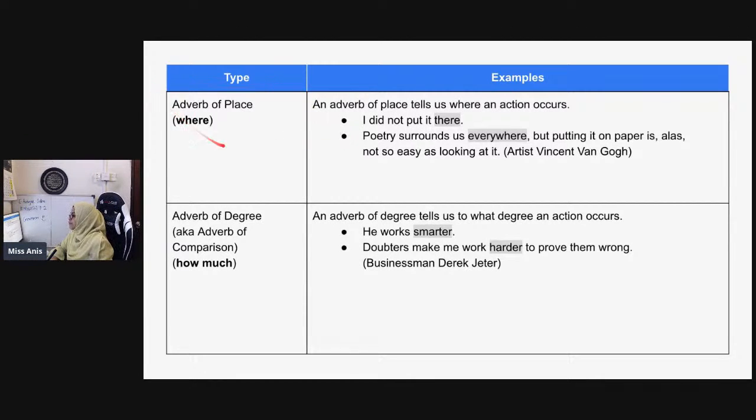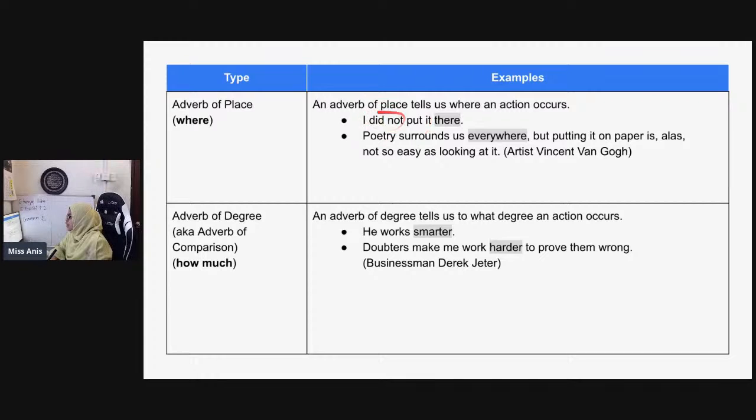Alright, so adverb of place. Bila kita nak jawab soalan where. Where do you do it? Okay, where was the action taken place? Okay, so adverb of place ni bila kat mana? Where action is occurred. So here, I did not put it there. So ini negative statement. Okay, sebab ada perkataan not ni. So I did not put it there. So your verb here put, okay? And then sebabkan perkataan there ni, it describes ataupun bagi tahu kat mana did not put was been explained. Okay, was occurred.